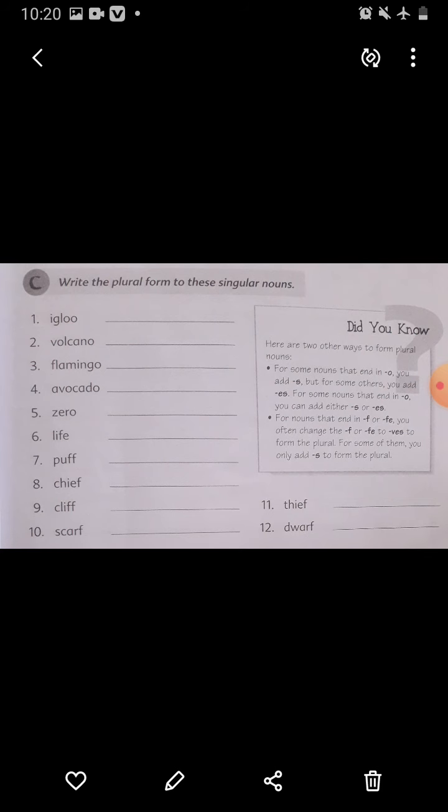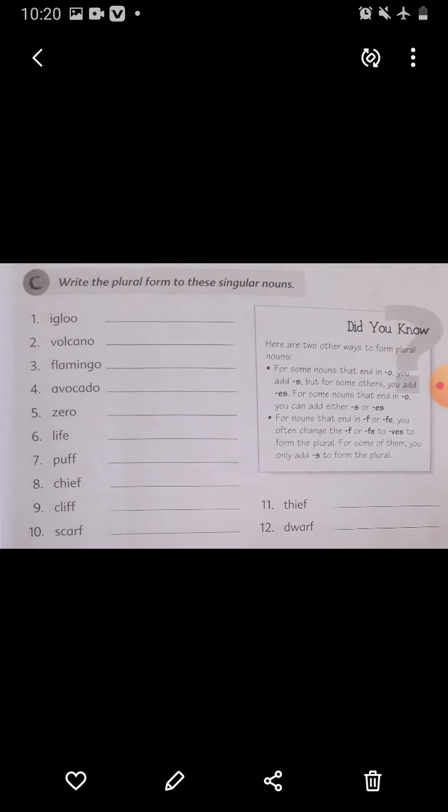If you are going to add VES, you will remove F. It will be correct. Thieves. Clear? Now, dwarf. If you will add S with dwarf, dwarfs. Or if you will remove F and you will add VES, both will be correct. Clear?